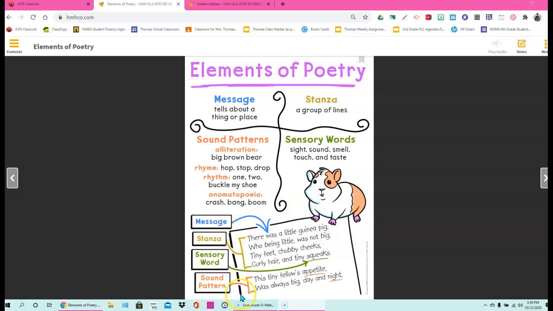And then a sound pattern. This tiny fellow's appetite was always big, day and night. So as you can see, appetite, night. Those have the same ending sound. So poets use these elements to make their writing more interesting and to really apply to all of your senses.